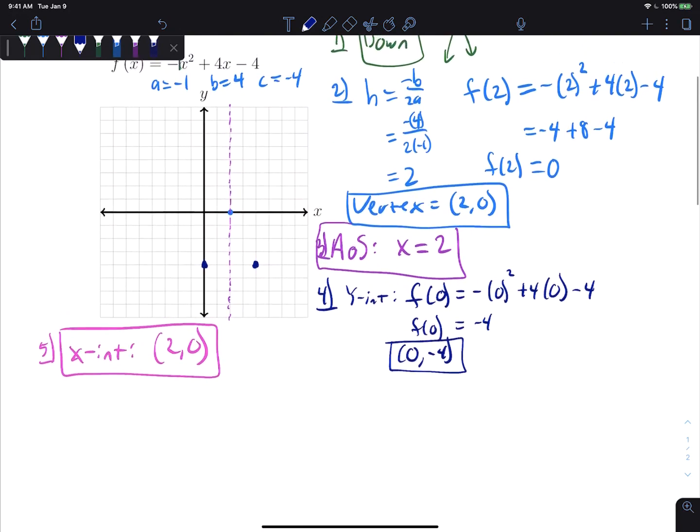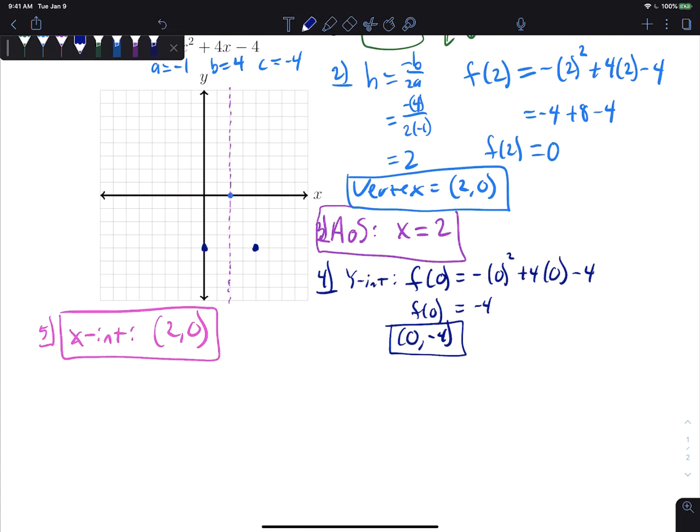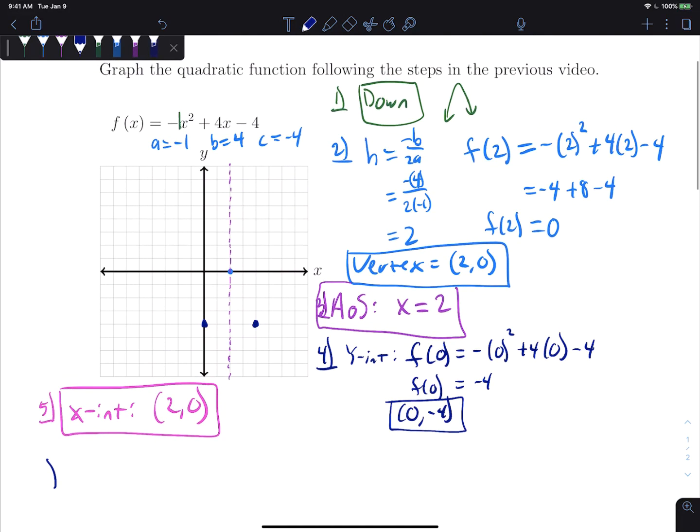The next thing I want to do is find the domain and the range. Oh, nope. The next thing I want to do is go ahead and graph this. So the 6th step is to graph this. And notice that we're opening down, and we don't need any other points. So graphing this would look something like this. Close enough. Fantastic.